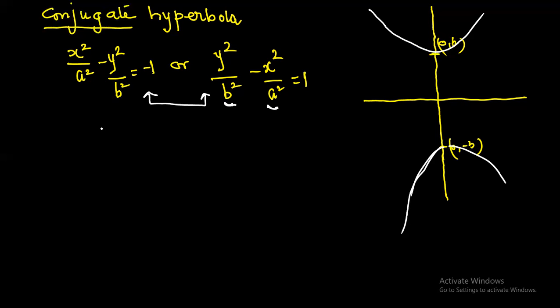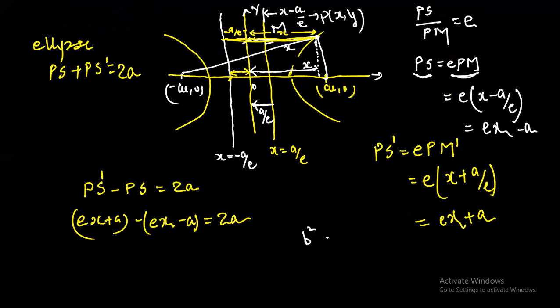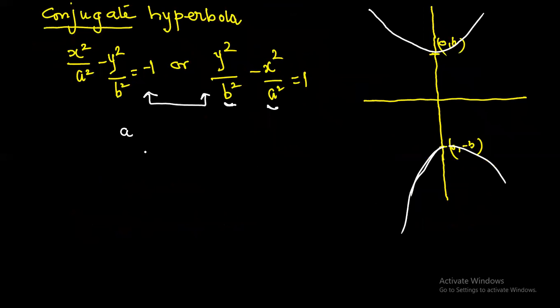Now what is b square? Now I am writing here. First we have studied eccentricity here. b square is equal to a square into e square minus 1. The ellipse equation looks like this. Now for this one I will change. I will write a square is equal to b square into e square minus 1. Initially I am writing it as b square is equal to a square into e square minus 1.